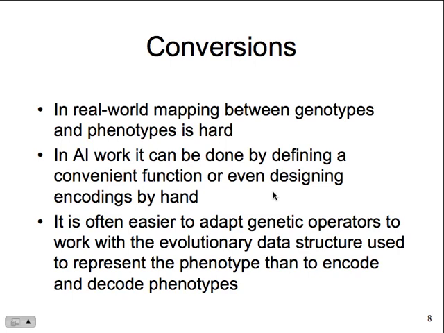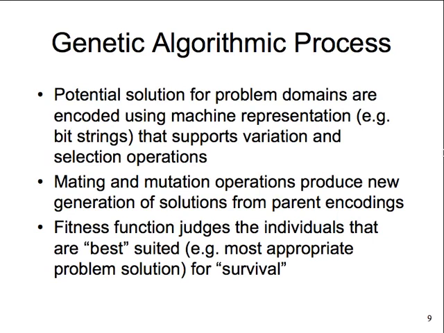So it's often easier to adapt genetic operators to work with environment data structures that are used to represent phenotypes or physical types that include or decode phenotypes. So to look at something in terms of genetic operators, to define it in terms of the knowledge representation, quantify it, essentially, is what we're doing with the traveling salesperson problem. We're just putting numbers or quantities on it.